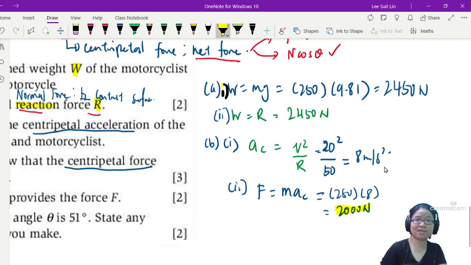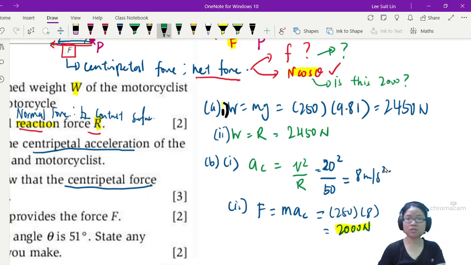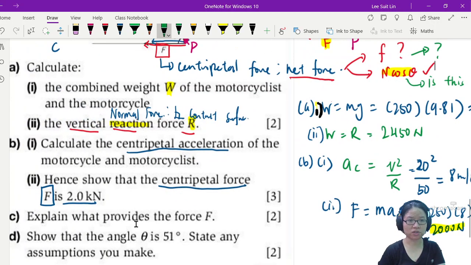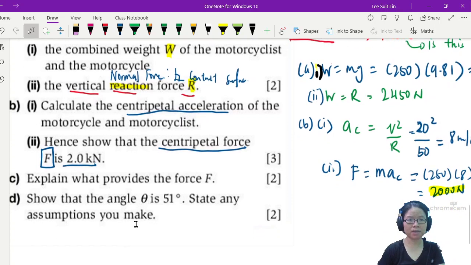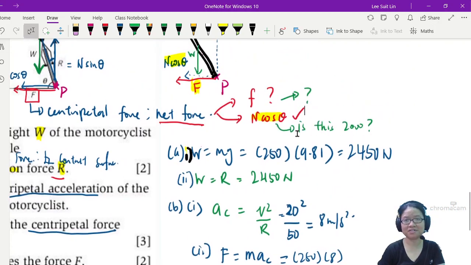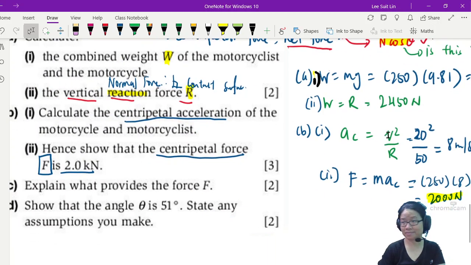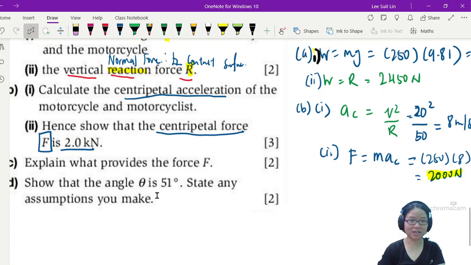But the question here is, is n cos theta enough? Because the question just is this 2000, or do I still need this? All right, so I guess we will have to continue the question. So B is done. Part C. Explain what provides the force F. So I guess to answer that question of whether this n cos theta is 2000, I will need to find the value of theta. Like, show that the angle theta is 50.